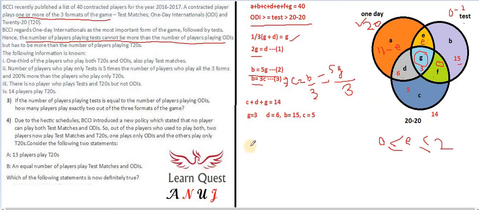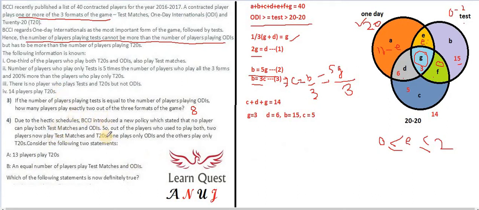So D value is nothing but 6. F value is 0. And E value, when this is 20, then 15 plus 3, 18 plus 2. So this E value is nothing but 2. So 6 plus 0 plus 2 is equal to 8. So the answer for the third question is nothing but 8. Now let's move on to the fourth question.